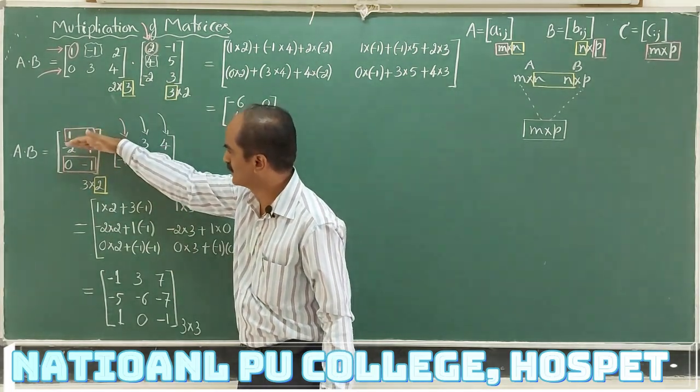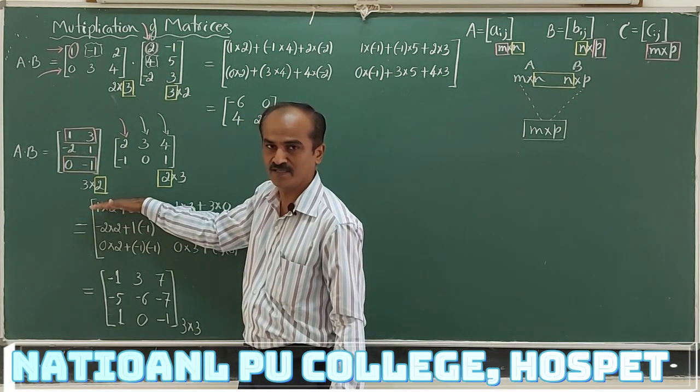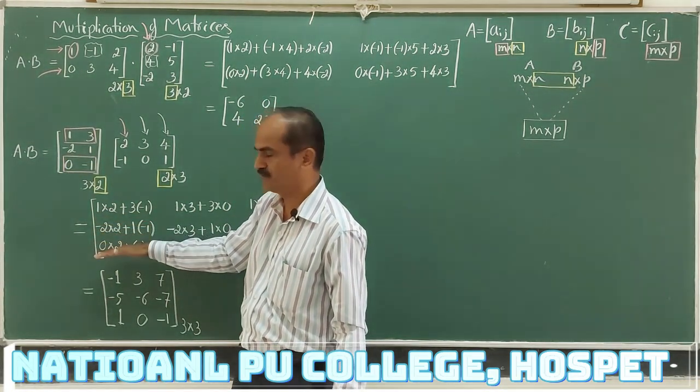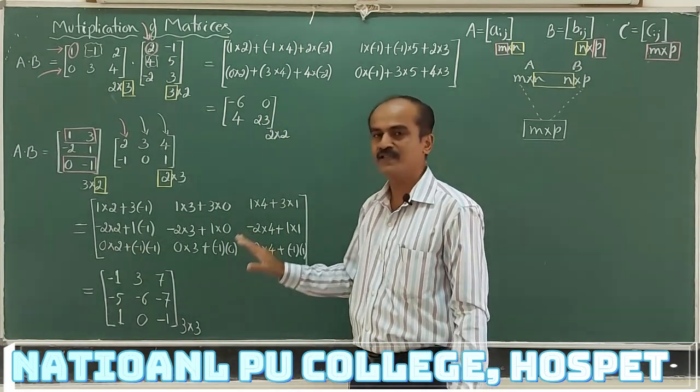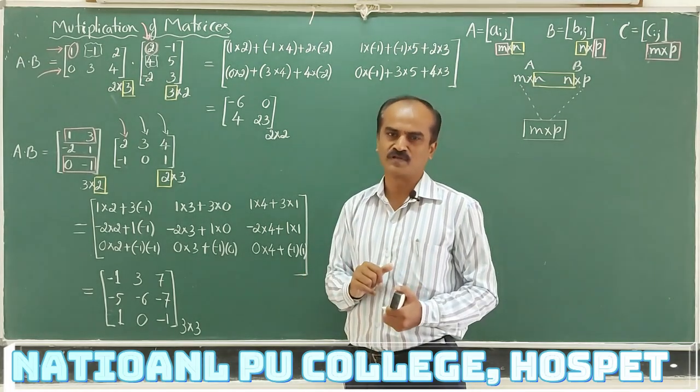How many rows are there? 3 rows. I had to repeat 3 times. So accordingly, I had to write them in first row, second row, third row. In this way, you are ending with a 3 by 3 matrix. Let me take one more example.